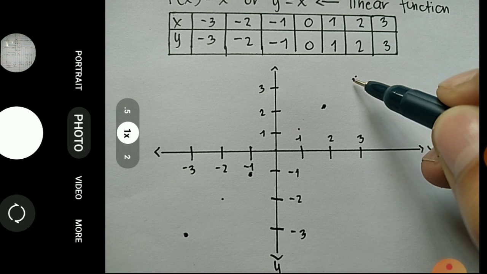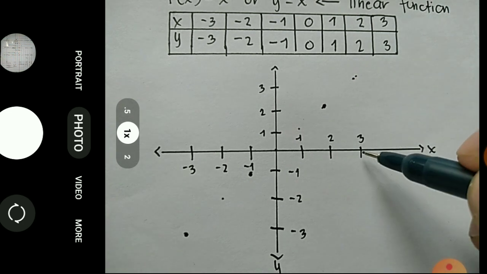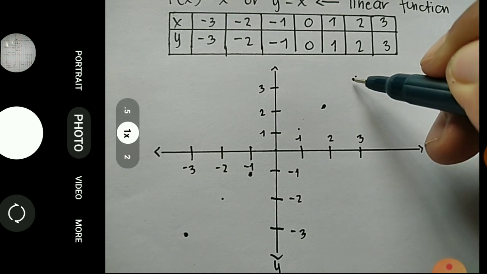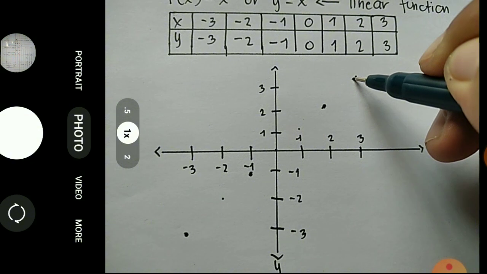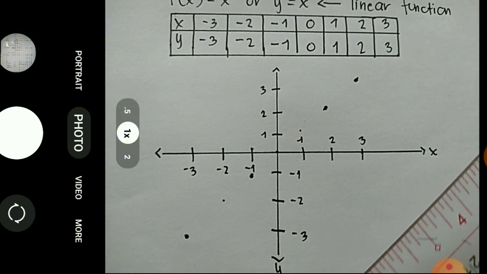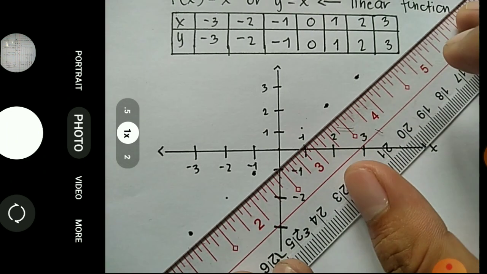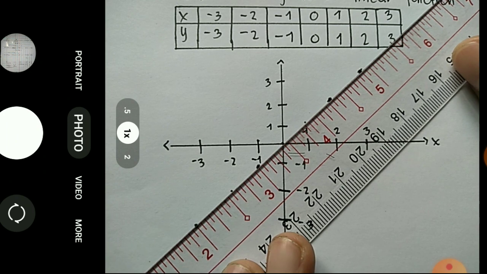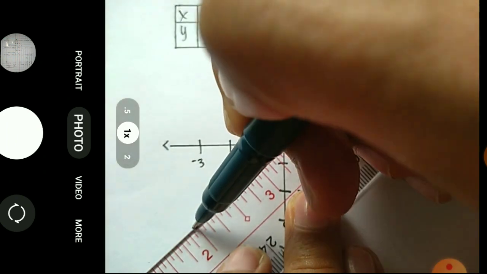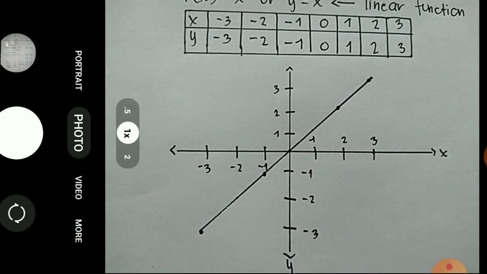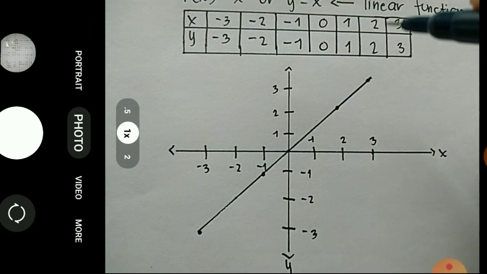And if x is positive 3, our y is also equal to positive 3, which is here. To determine its graph, you just need to connect the points. We will connect the points, which gives this one. So this is the graph.